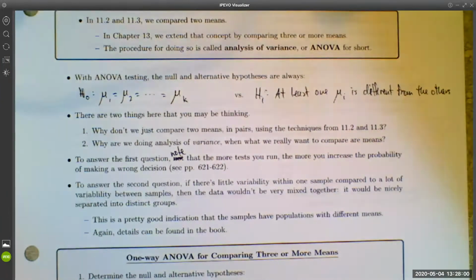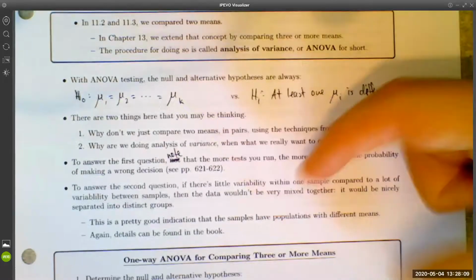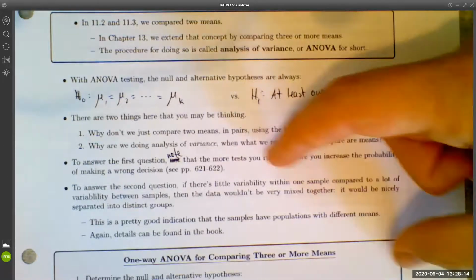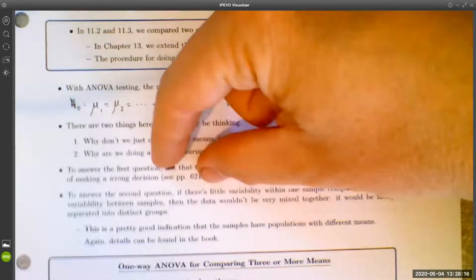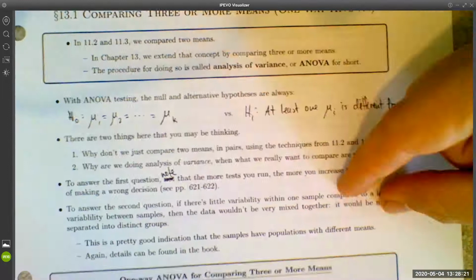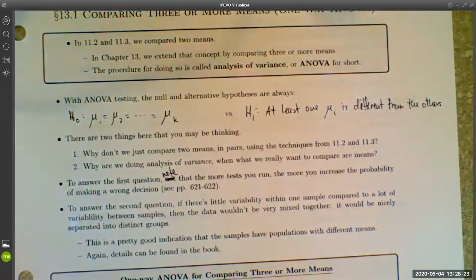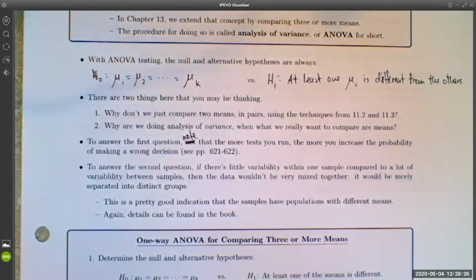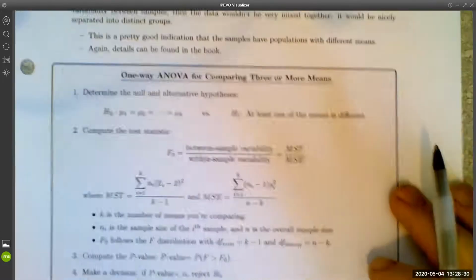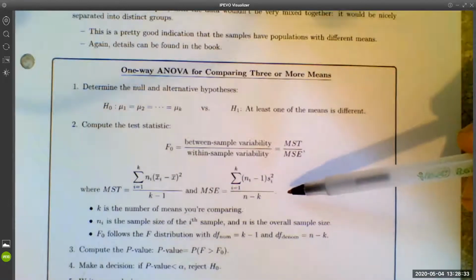So that's what I'll say about that. In a nutshell and kind of conceptually, that's why we're analyzing variances. We're comparing the within sample variances to the between sample variances. If the within sample variance is small compared to the between sample variances, then that means the individual samples are all separated out, and so they're going to have distinct means. The ANOVA test is a really good test. It's pretty powerful, and it's a pain in the butt to compute by hand.